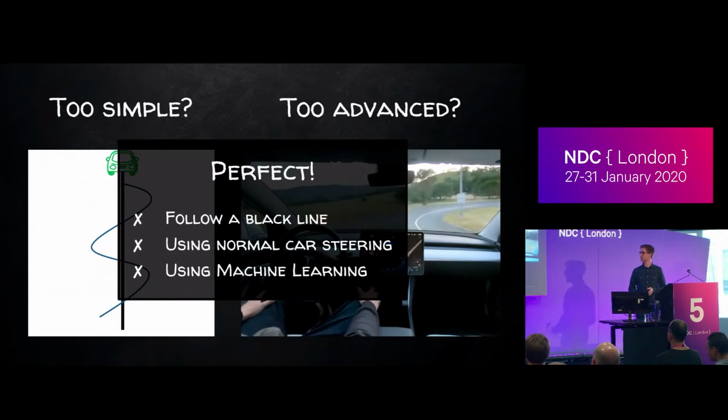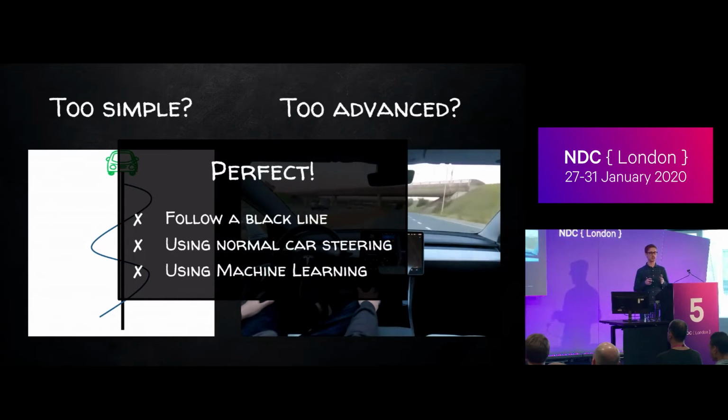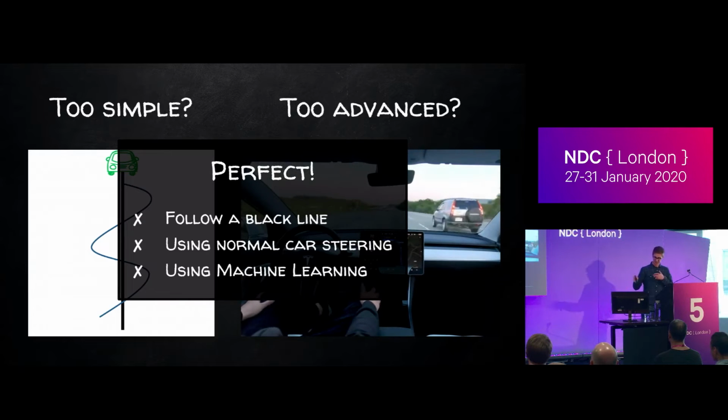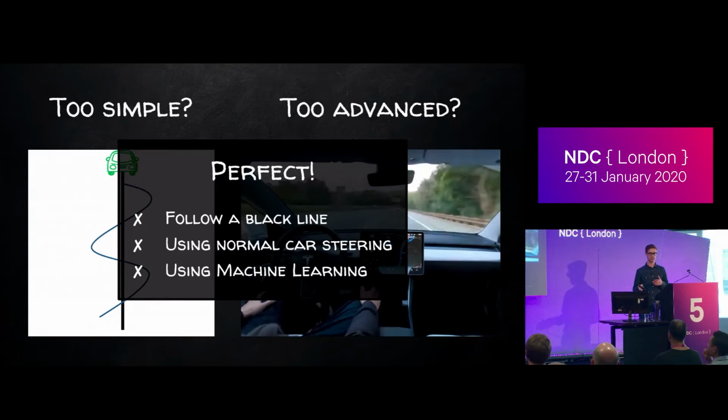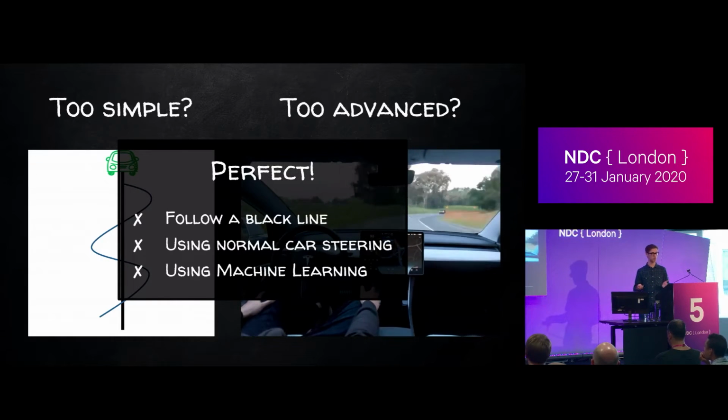Let's define our problem as we want a Lego car which looks more or less like a normal car with normal steering. We want it to follow a black line using, as I said, normal car steering, and we want to use as simple machine learning as possible. So that's our problem.